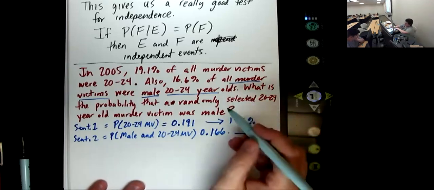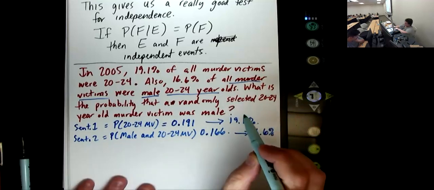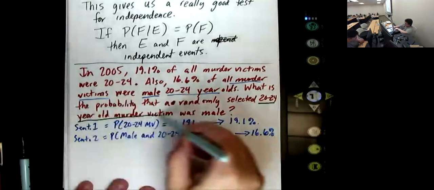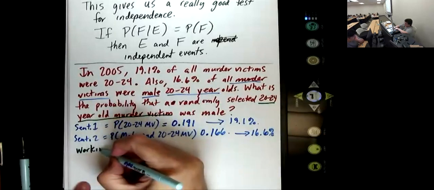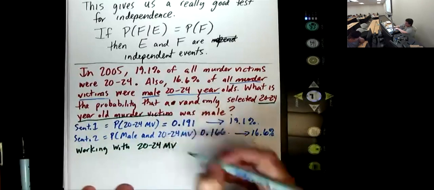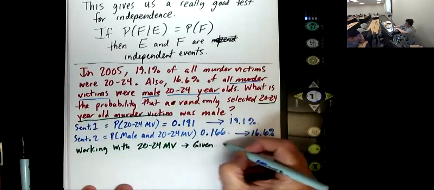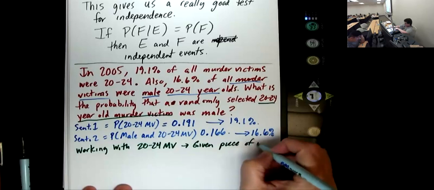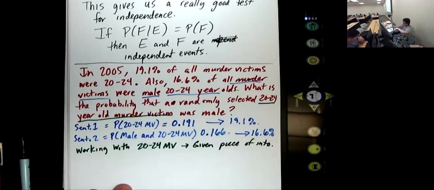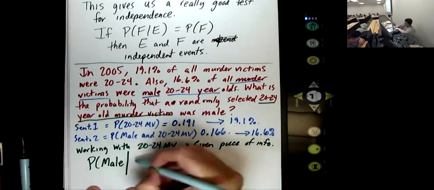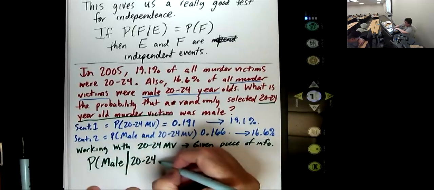Next, they say, what is the probability that a randomly selected 20 to 24-year-old murder victim? So we are working with 20 to 24 and murder victims. That's going to be our given piece of information for our next step. They want to know what the probability of it is being male. Probability of being male given 20 to 24-year-old murder victim.